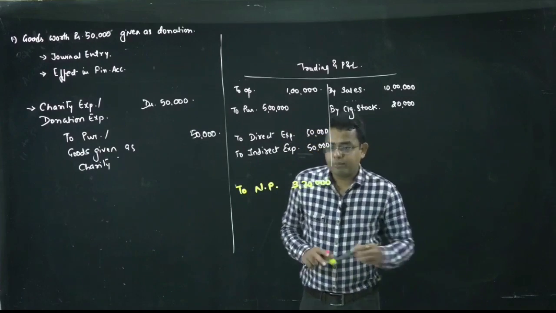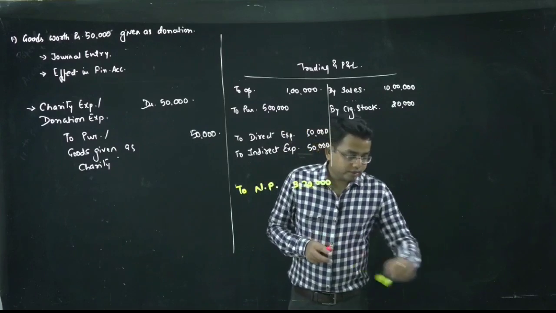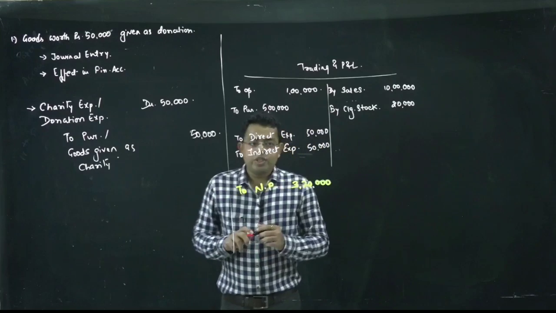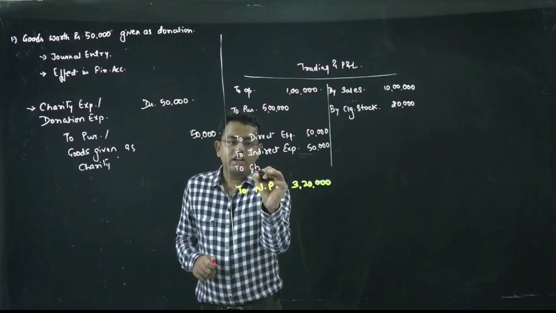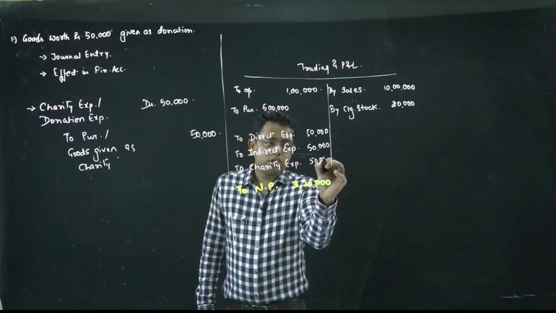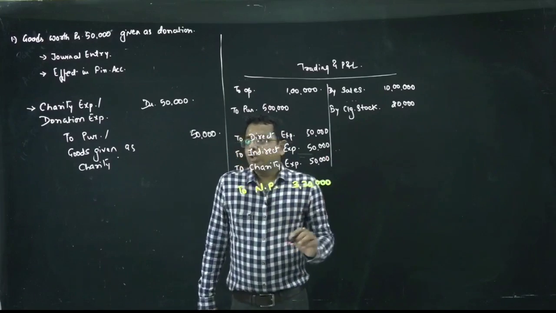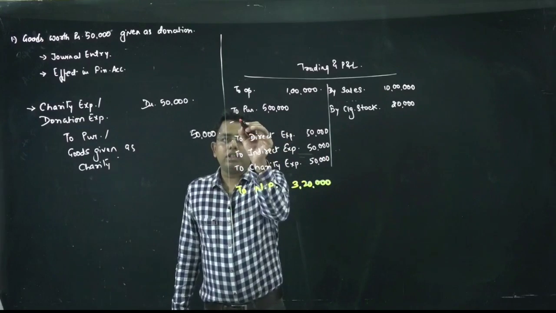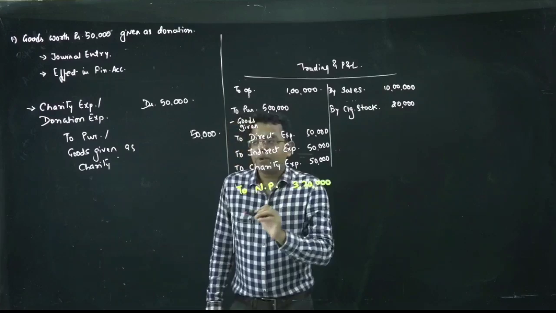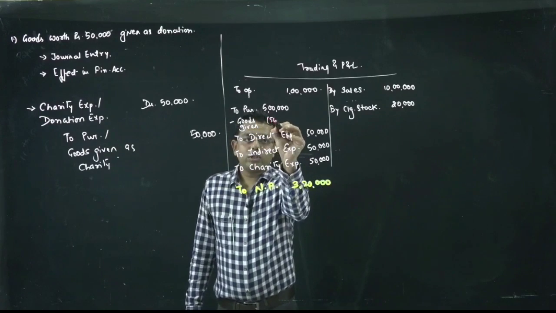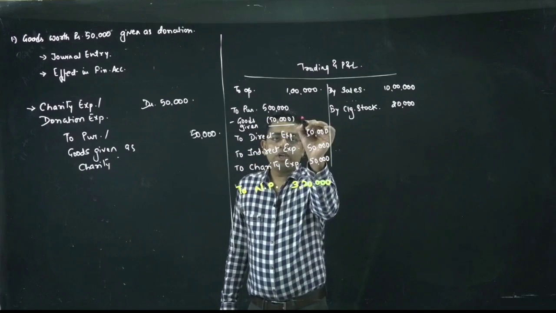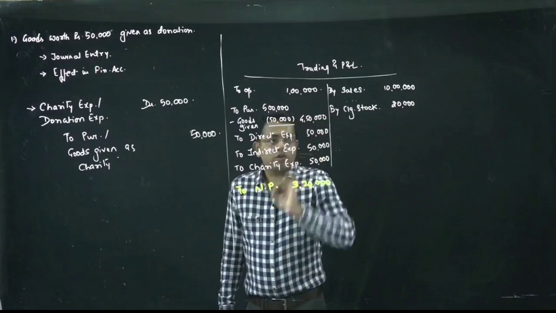Now I am putting the effect of this adjustment into my final accounts. Yes, you all know the effect, charity expense debit. So I need to add an entry, that is charity expense 50,000, and to purchase. So reduce from this goods given as charity. Yes, please pardon me with the space, 50,000. Yes, and my net answer comes out to be 4,50,000.